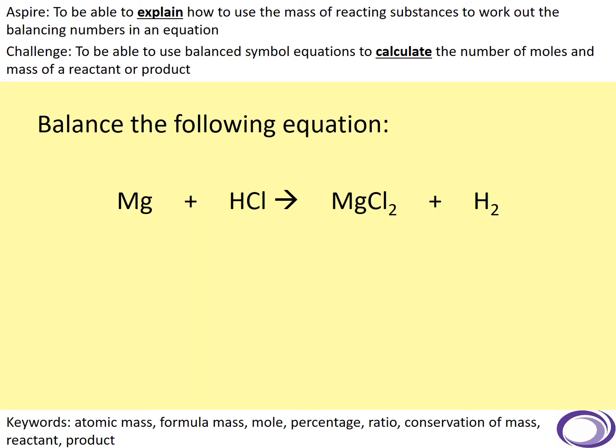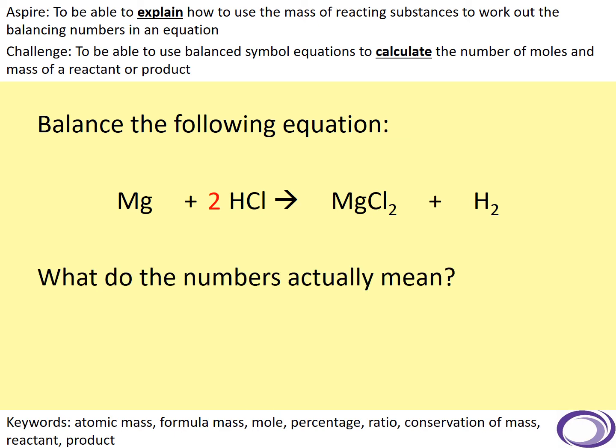If we looked at this and we wanted to balance this equation, magnesium plus hydrochloric acid makes magnesium chloride plus hydrogen, what we would need to do is count up the relevant number of atoms on each side, and a simple number 2 in front of the hydrochloric acid would balance that equation. That gives us the 2 hydrogen atoms and the 2 chlorine atoms that are needed on the right hand side of the equation. But what do these numbers actually mean?